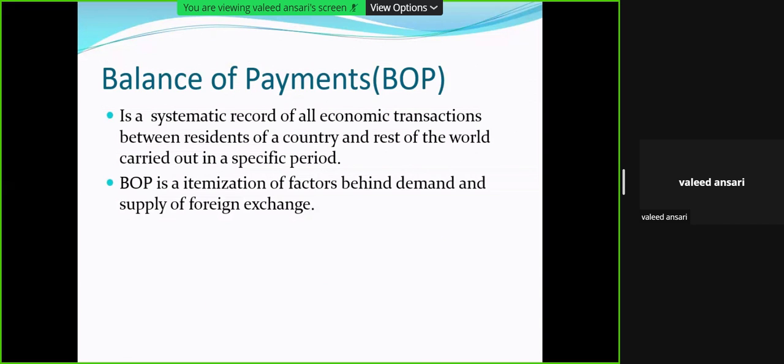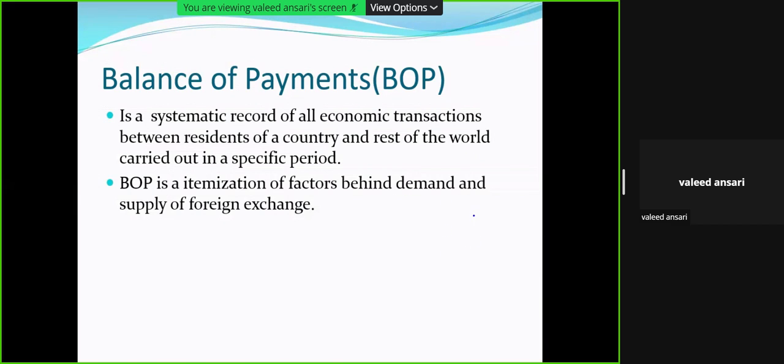You know that domestic transactions, for example, the transaction between residents, require the domestic currency. Whereas when a transaction takes place across countries, then the foreign exchange, that is the foreign currency, comes into the picture. So whenever any transaction is carried out between a resident of a country and the rest of the world, it is recorded in an account which is known as the balance of payments.